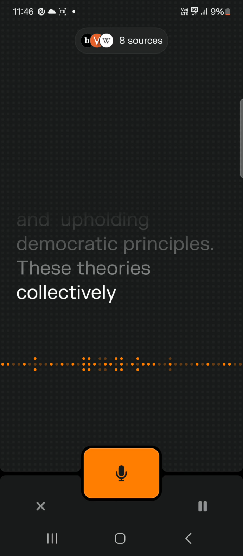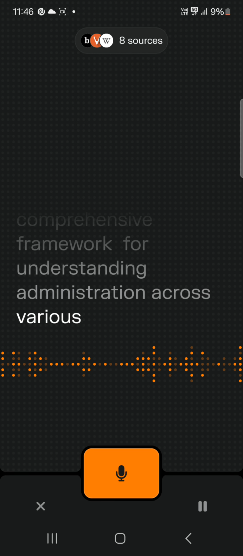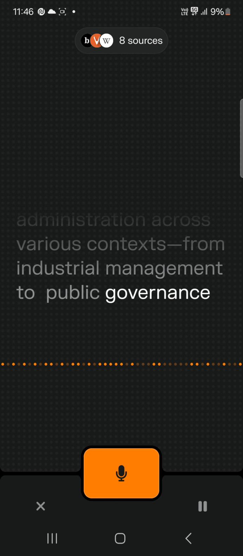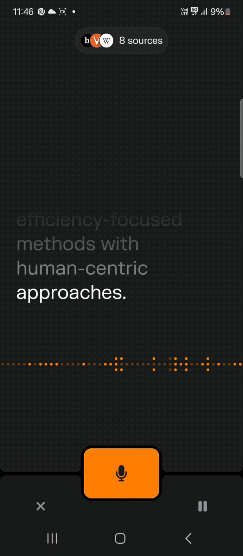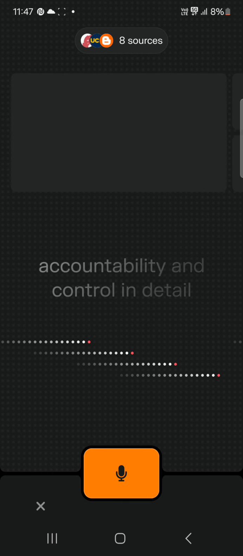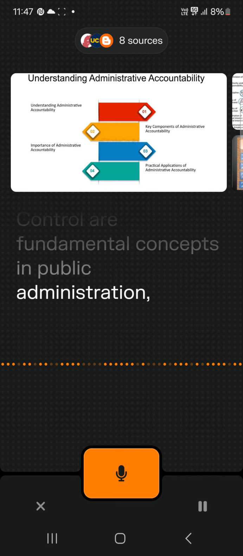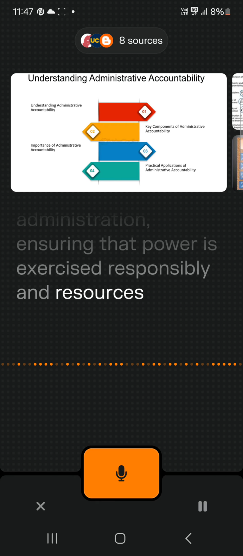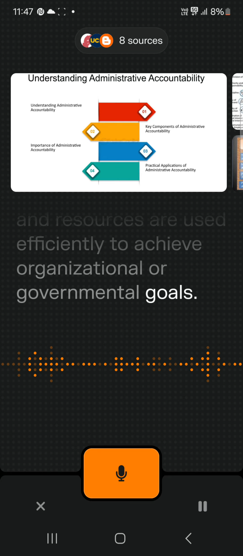These theories collectively provide a comprehensive framework for understanding administration across various contexts, from industrial management to public governance, by integrating efficiency-focused methods with human-centric approaches. Accountability and control are fundamental concepts in public administration, ensuring that power is exercised responsibly and resources are used efficiently to achieve organizational or governmental goals.